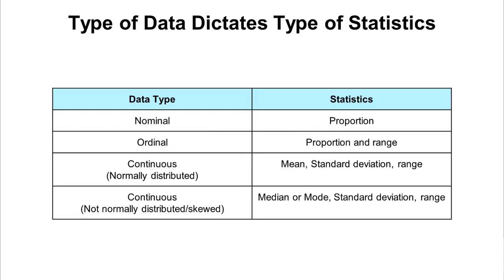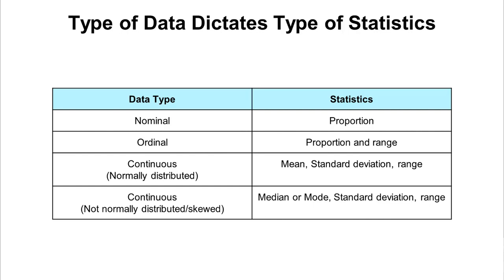So here's just a summary table of all the things that I tried to talk about in this PowerPoint. The basic take-home message here is that the type of data dictates the type of statistics that will be used as far as descriptive statistics are concerned. If you start out with nominal type data, then the statistic you will see is some sort of proportion or a percentage of the total. If the data is ordinal, you're going to get a proportion as well as the range. The range is the lowest number and the highest number.